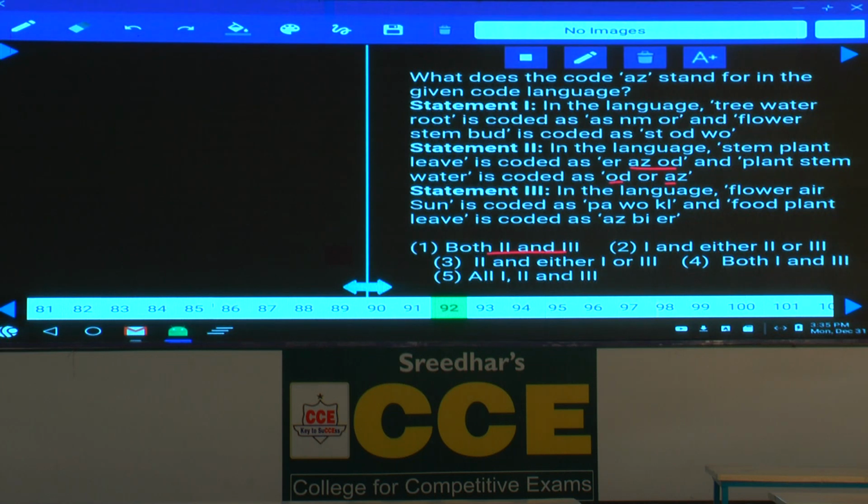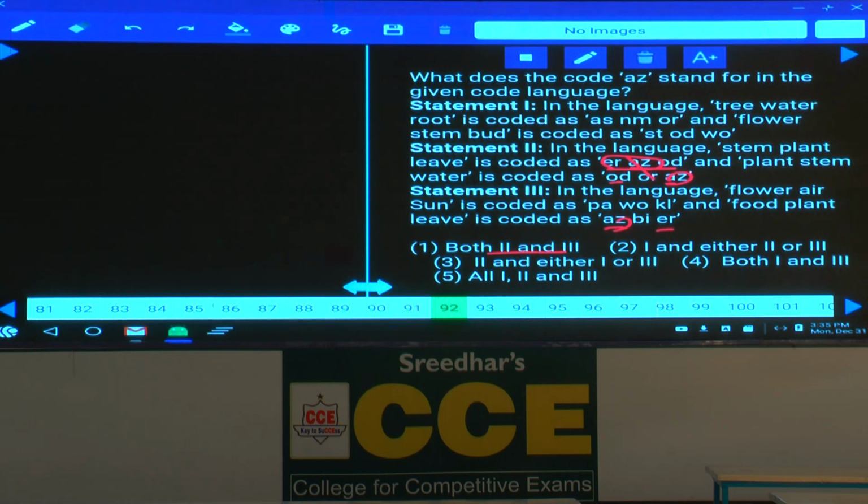Now, in the third one, flower, air, sun is coded as PAWOKL and AZBIER. If you compare these two, AZ and AZER is common between these two. Here also AZER is common. Then, if you check out the next one here, AZ and AZ is common. Hence, by combining 2 and 3, are you getting the answer or not? Yes, what is the word which is common here? AZ is the code which is common, and the code for the word AZ can be identified. Hence, both 2 and 3.